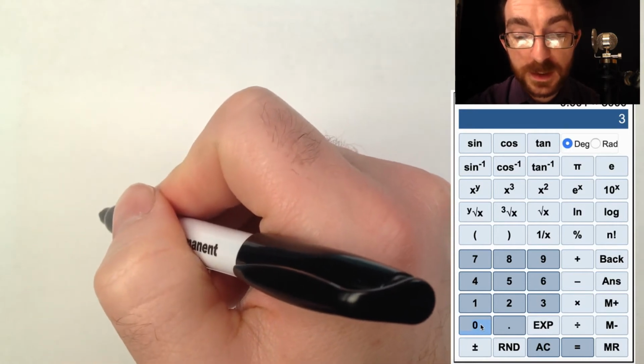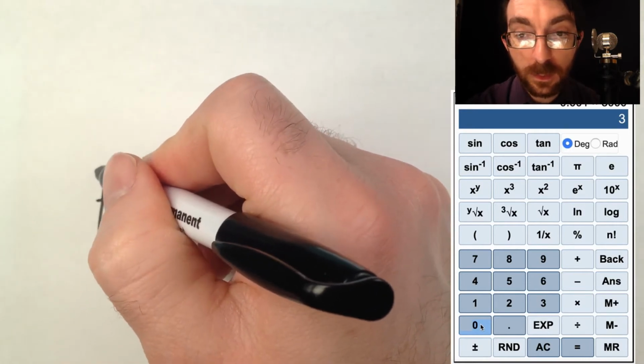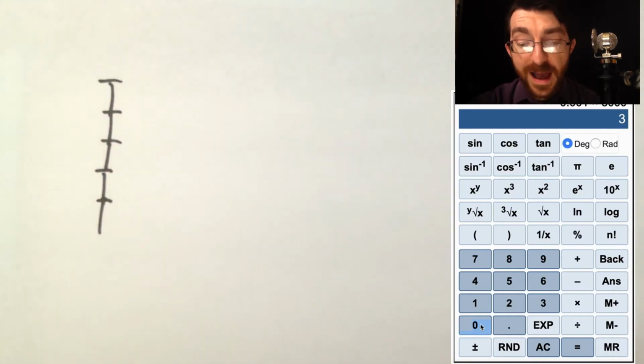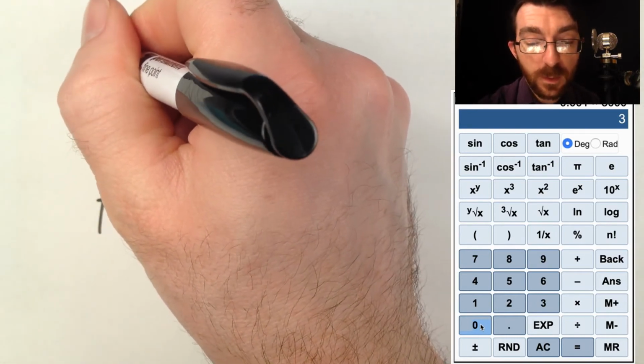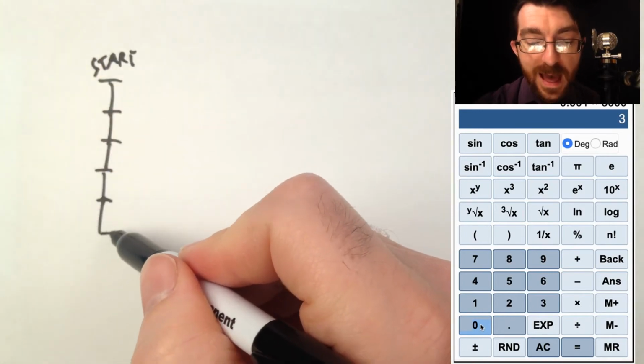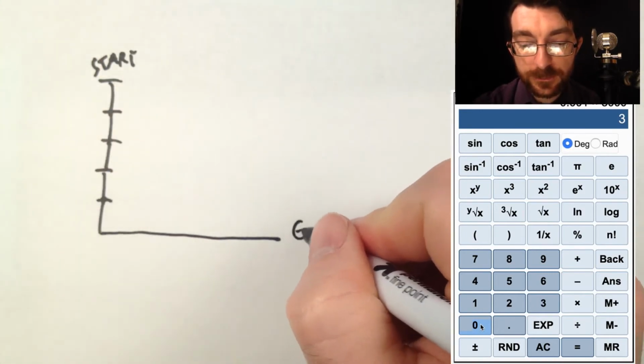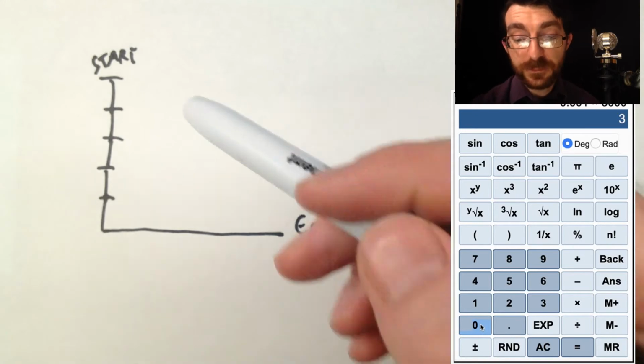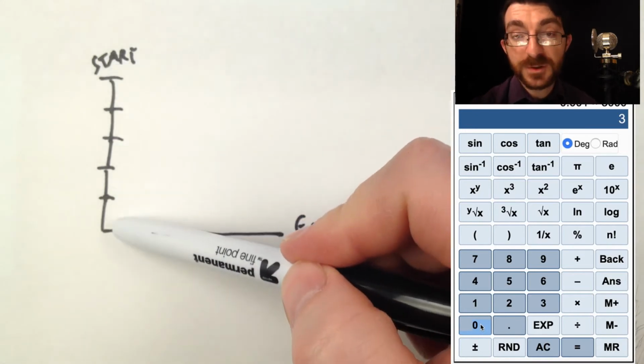So here's 1, 2, 3, 4, 5. Let's just say this is like 5 levels, like 5 steps on a staircase or 5 floors on a building. Just call them 5 levels. And this would be the start, of course, and the end is on the ground. Okay, how do you get from the start to the end? Let's just say you start up here and then just straight down to the end.